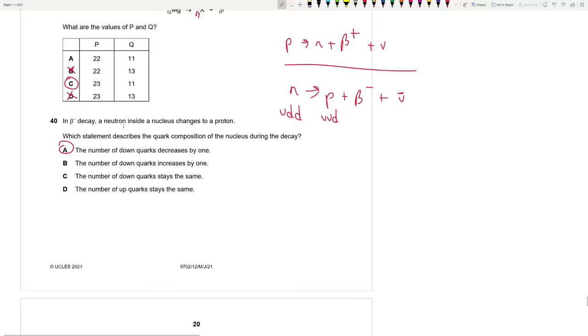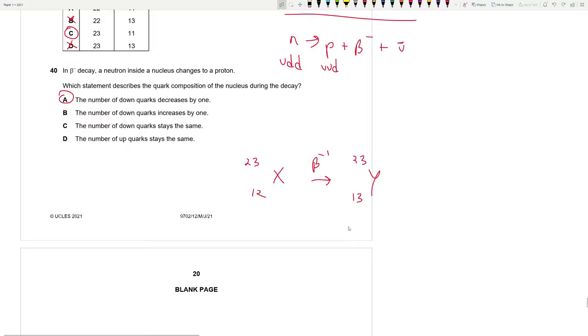Moving on to question 40, the last. In beta minus decay, a neutron inside a nucleus changes to a proton. Which statement describes the quark composition of the nucleus during the decay? In beta minus decay, what happens? Basically mass number remains the same, proton number increases by 1. So what happened really? Proton number increased. How? A neutron was converted to a proton, so up down down was converted to up up down. Basically one down quark was converted to one up quark.